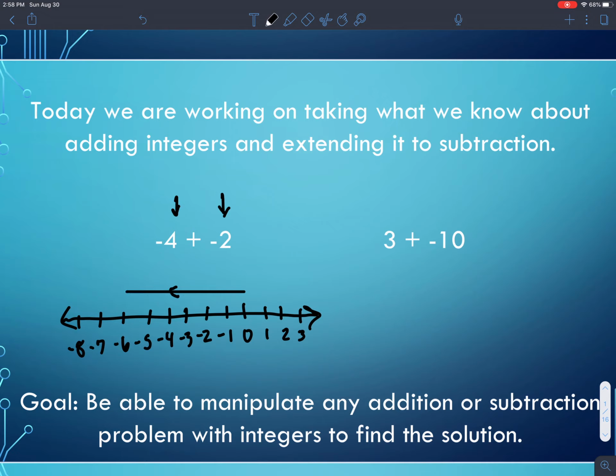And this number line is not perfect. I sketched it out. Normally you want your numbers to be more evenly spaced. But we're going down 4 spaces and down 2 spaces, and altogether that ends up going down 6, or ending up at the -6 spot.